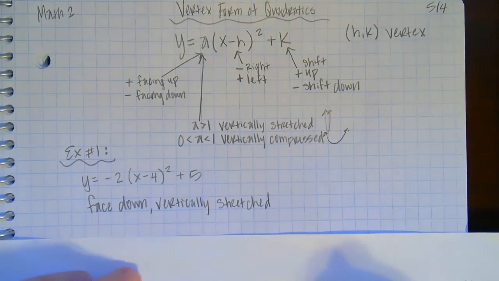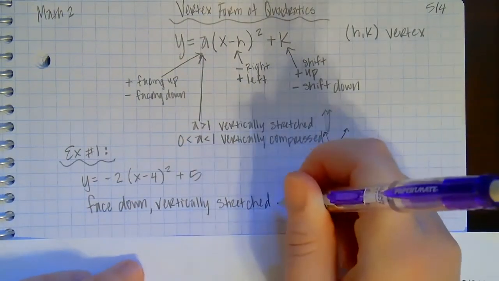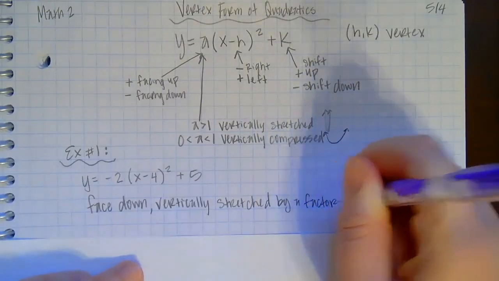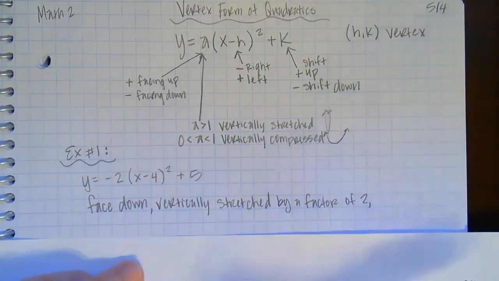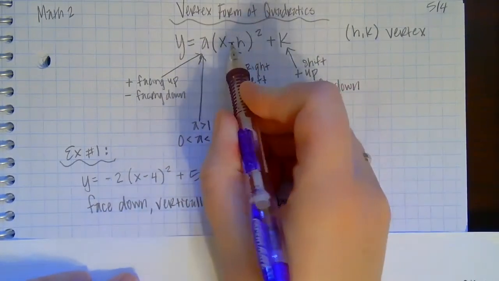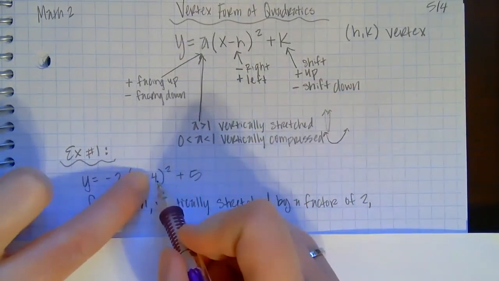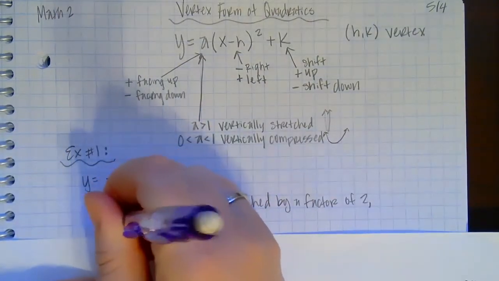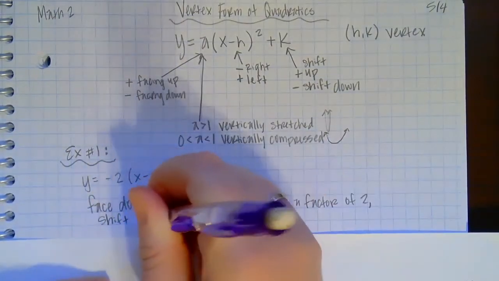Okay. And then you could say by a factor of 2 if you want to be really specific. Then I have this -4. Remember, the minus is already a part of it, right? So it's really just 4. So it's moving to the right 4, shifting right 4.